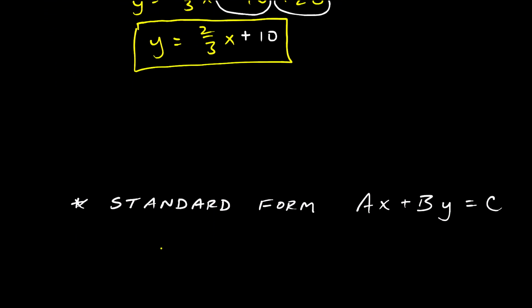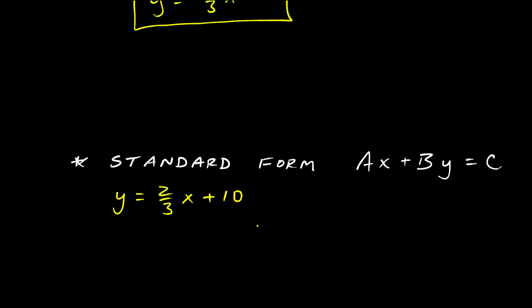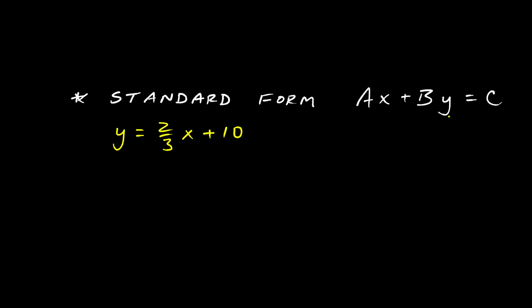On to standard form. Let's just go ahead and copy down our slope-intercept form so we have it. Y equals 2/3 x plus 10. So as I said earlier, we need to get x and y on the same side. Now we can go ahead and move x over right away, but I'm going to do something a little bit different. In standard form, technically we're not supposed to have any fractions. So we are going to go ahead and clear fractions.